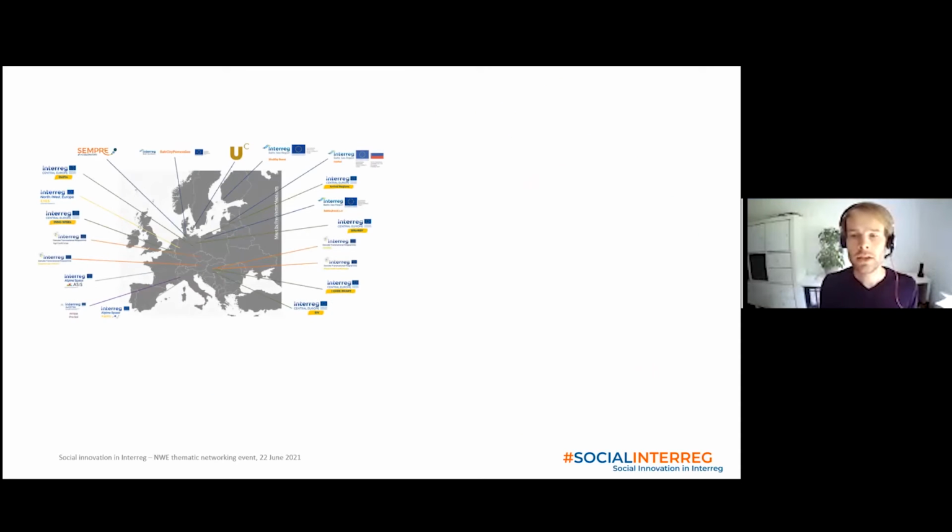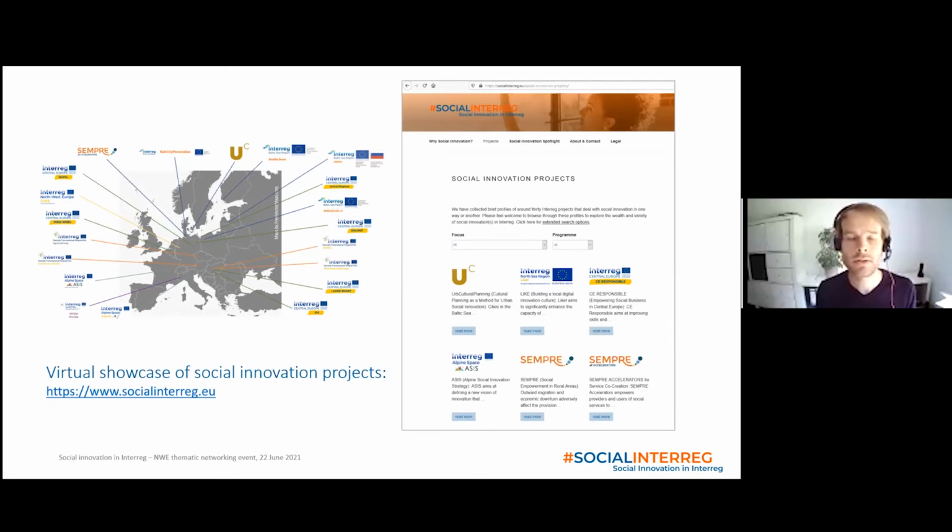We looked for and contacted projects that dealt with social innovation and brought them together in several workshops and a larger conference, and also conducted a survey to discuss the relationship between Interreg and social innovation with them. One of the main aims of this initiative was to highlight the achievements of the projects on social innovation in the funding period 2014 to 2020. We created a kind of virtual showcase of the social innovation projects that you will find at socialinterreg.eu. Here you can have a look at a lot of different projects that have worked in the field of social innovation and look at their results.